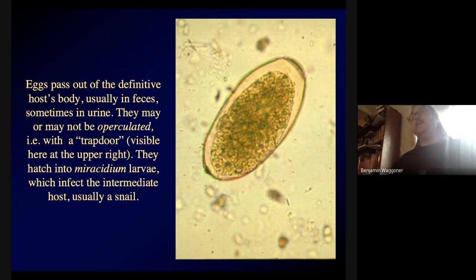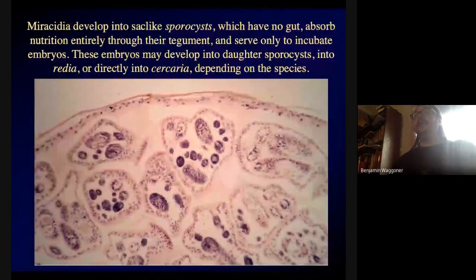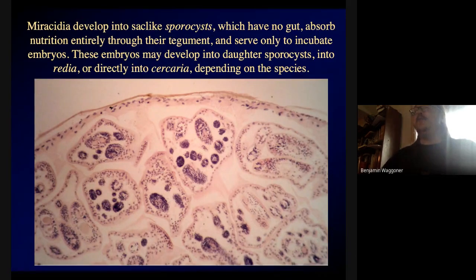The miracidium will penetrate into a snail and develop into a sac-like sporocyst, which has no gut and soaks up nutrition entirely through the tegument. That's a cross-section through a sporocyst, and you can see lots of little daughters inside. I think those might actually be daughter sporocysts, which in turn will develop redia inside them.